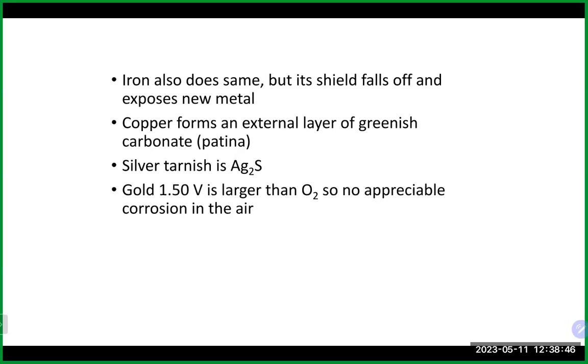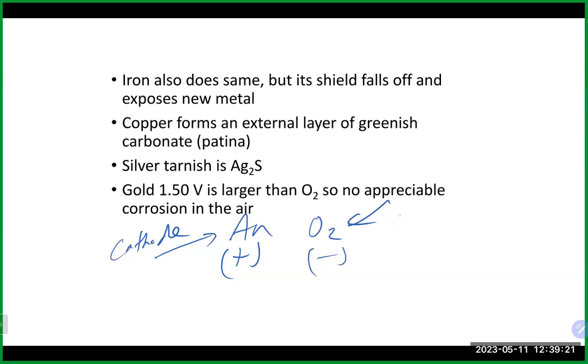Copper also can be oxidized. It makes that nice greenish patina color that some people really like, and it can charge you a lot of money for in some cases. Silver tarnishes, that's silver sulfide. And gold, at 1.5 volts, has a larger positive SRP value than oxygen, which means it doesn't really go through corrosion. When we hook up oxygen and gold together, gold is more positive than oxygen. That means gold is going to be our cathode, and the oxygen will be our anode, where oxidation will occur. So gold is pretty much protected in that particular case.